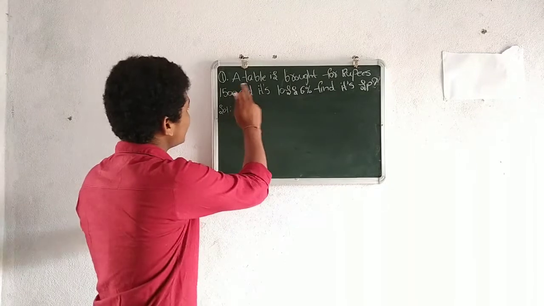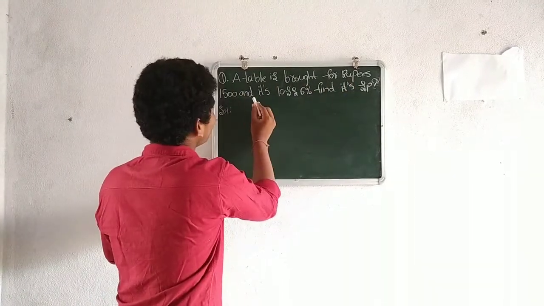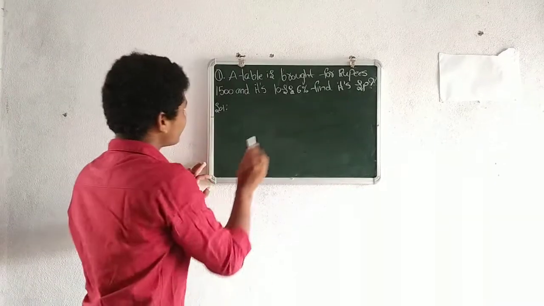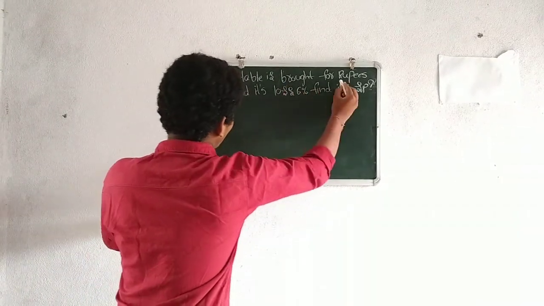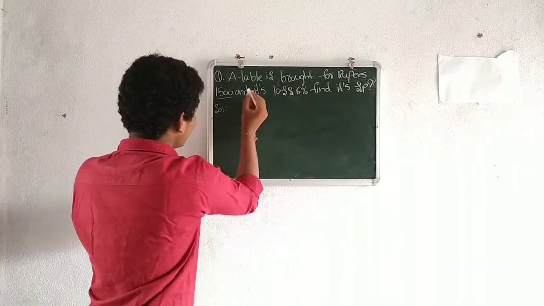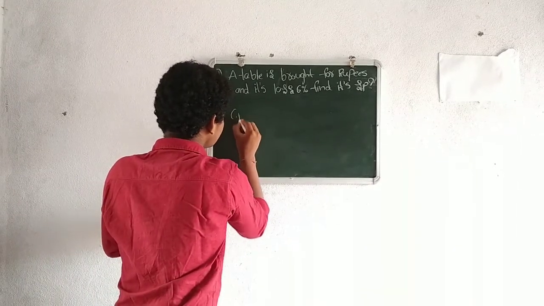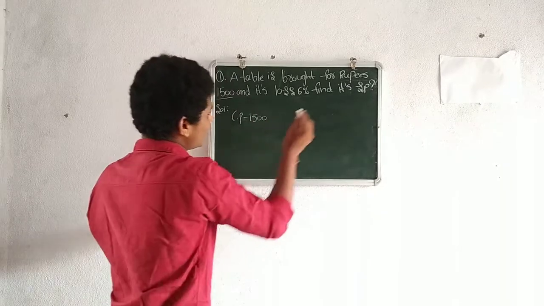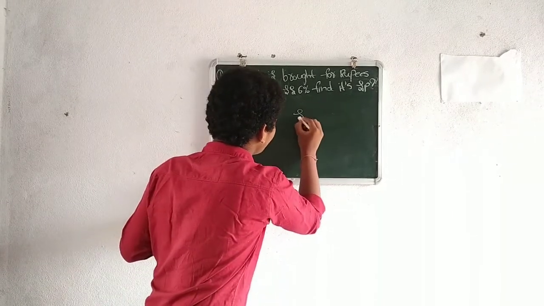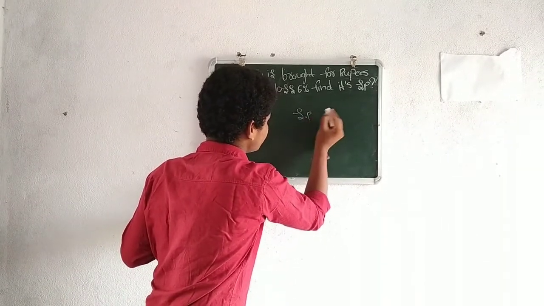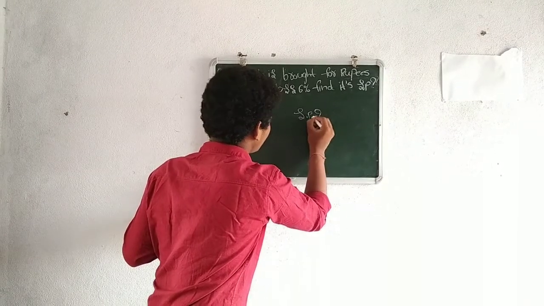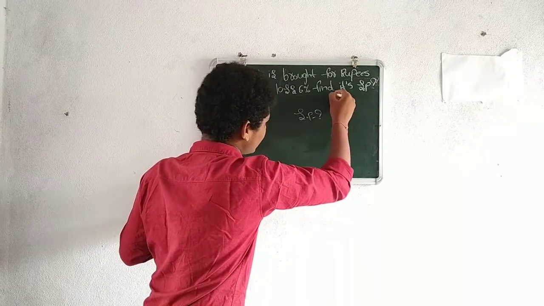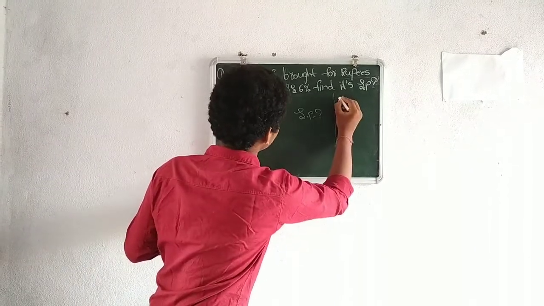Here, a question is: a table is bought for rupees 1500 and sold at a loss of 6%, find its SP. A table is bought for rupees 1500. The given here is CP, 1500, and we have to find the SP. In the last video, a trick is there. The trick is here.